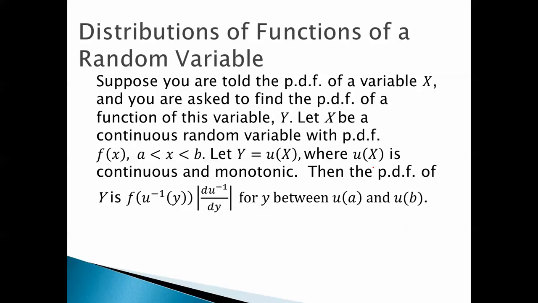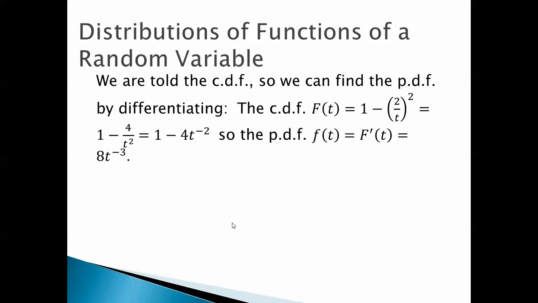So, this makes sense because if y equals u of x, then x equals u inverse of y. So it seems reasonable that if f of x is the PDF for x, then f of u inverse of y would be the PDF for y. And you just need to remember to throw in this absolute value of du inverse dy factor.